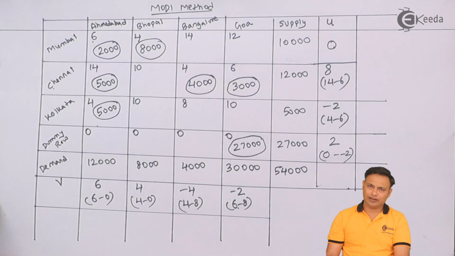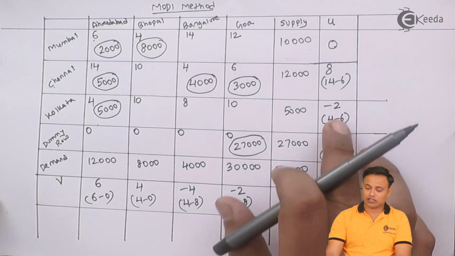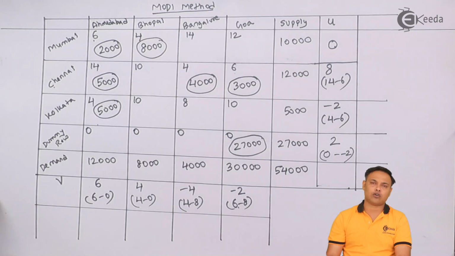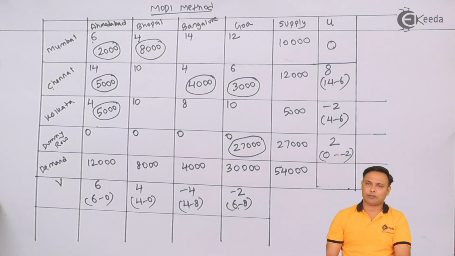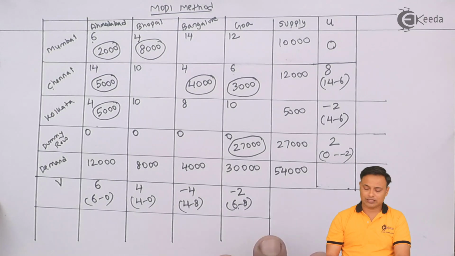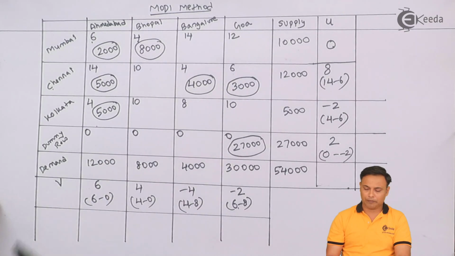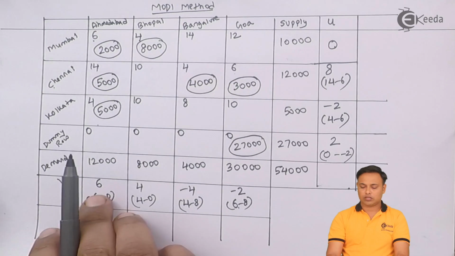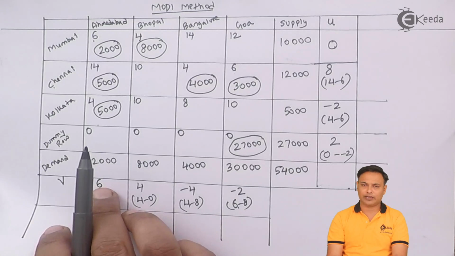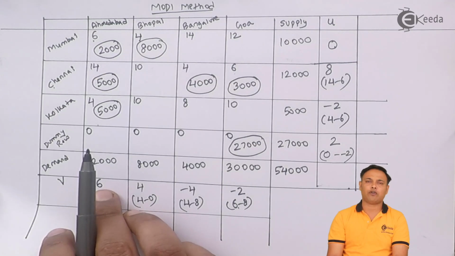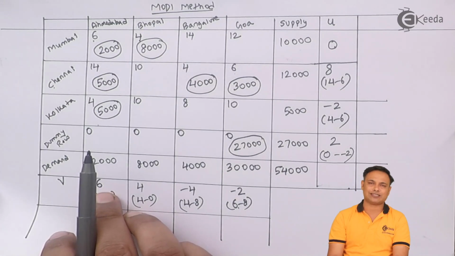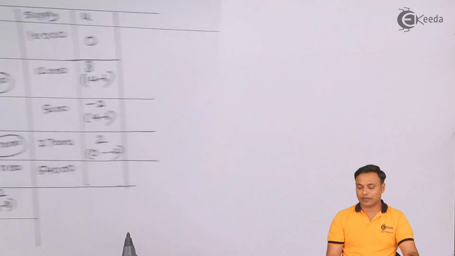So we have obtained, friends, the U and the V values for all the occupied cells. Now what are we supposed to do? Now we are supposed to test whether this solution is optimum or not. U and V are only the parameters that were used. Now we are going to calculate the delta value for all the unoccupied cells. So here is my new table or my new working.